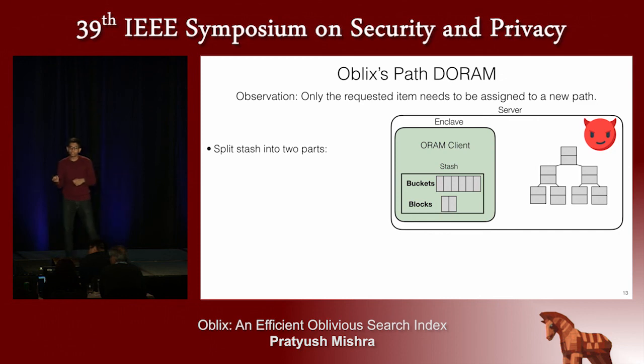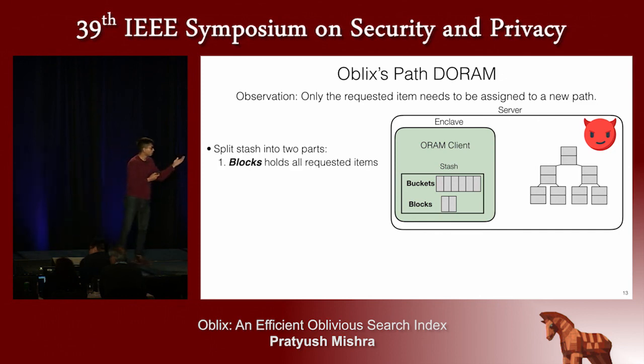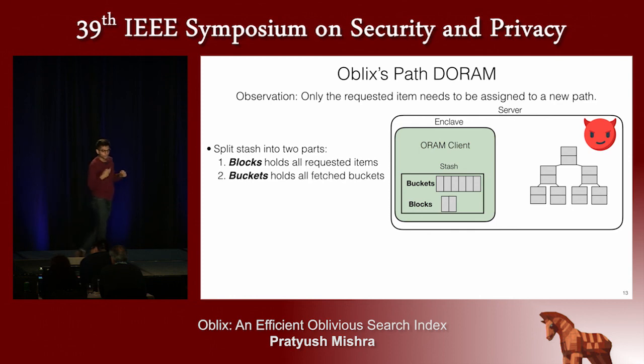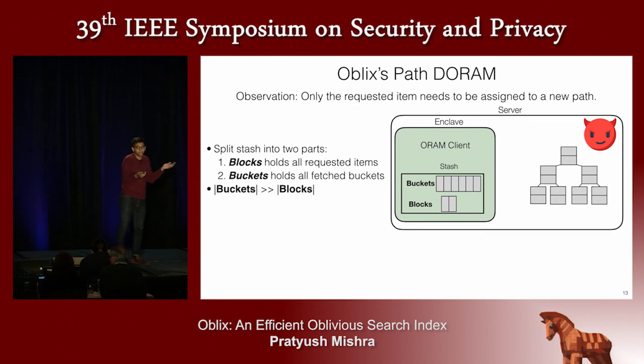We take advantage of this by splitting the stash into two parts. The first, called blocks, holds only those items that we specifically requested, not the extraneous ones. Whereas buckets holds these extraneous items. And the key observation is that the size of buckets is much greater than the size of blocks. The size of buckets is log n, which is the size of the path, whereas blocks consists of one or two items that you specifically requested.